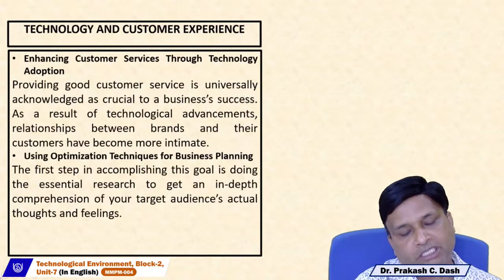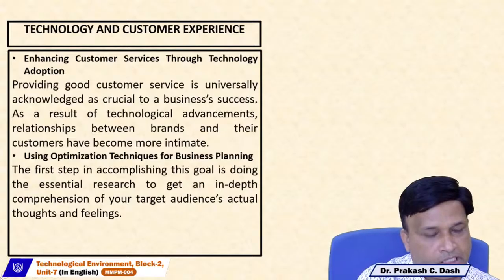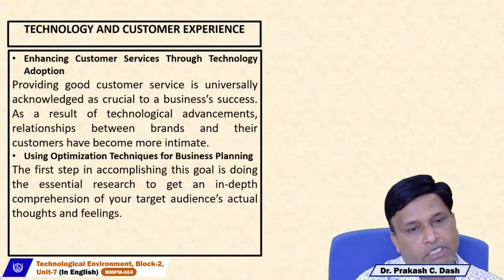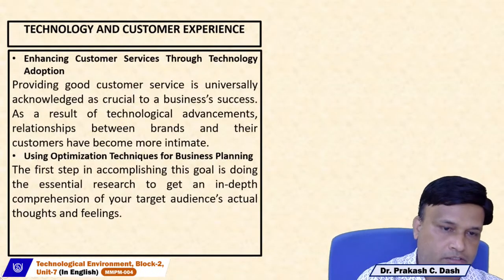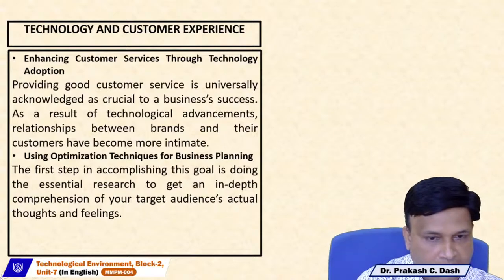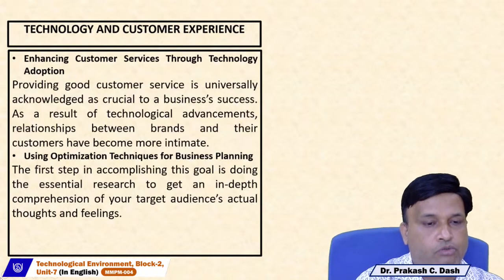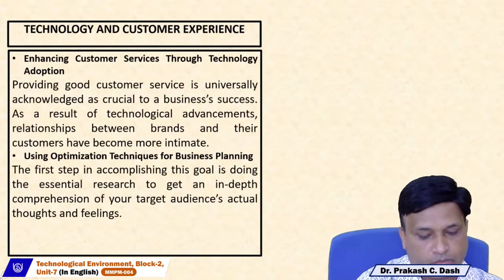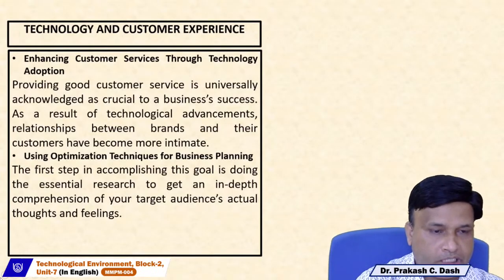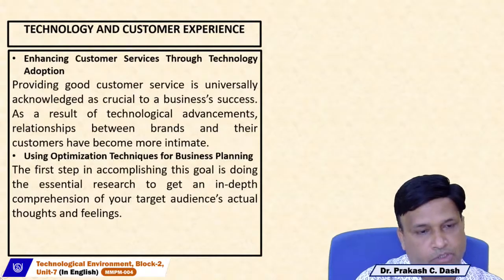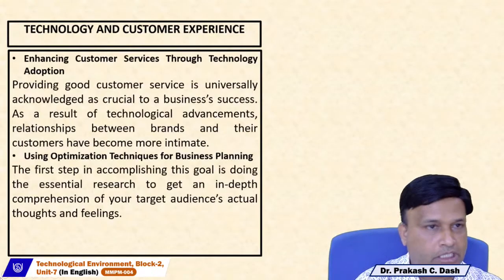Using optimization technology for business planning, your resources can be optimized. Why? Because the first step in the acronym is doing essential research. Because you are doing research, you have the data, you are working on the data, playing with the data. Data makes it possible to have a better understanding of customer behavior and customer purchase patterns, and everything makes the use of your resources effective. You can optimize your resources because of the technology.